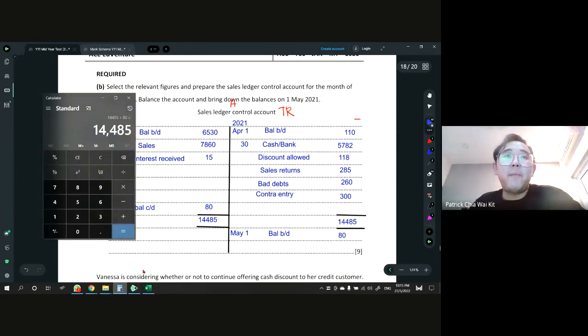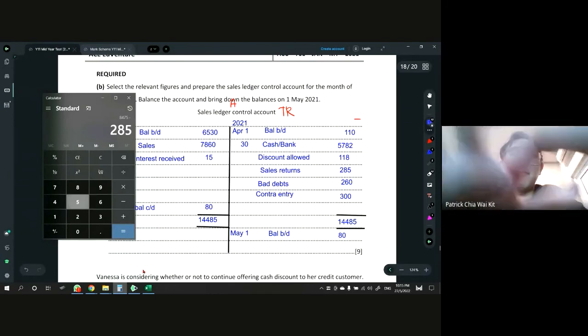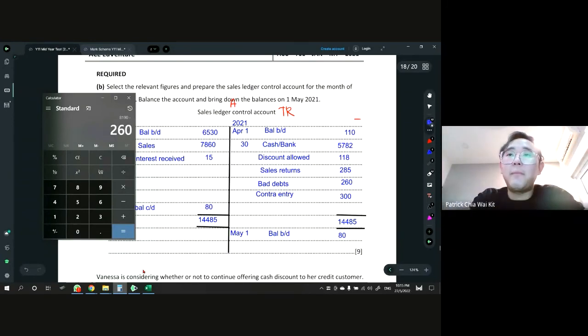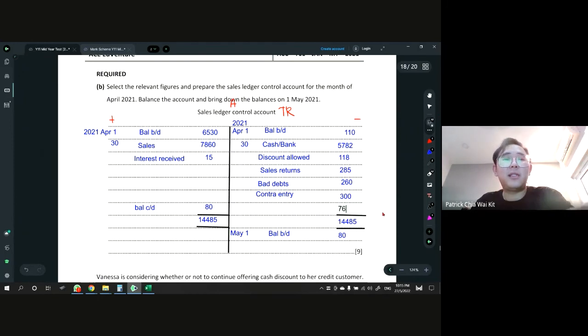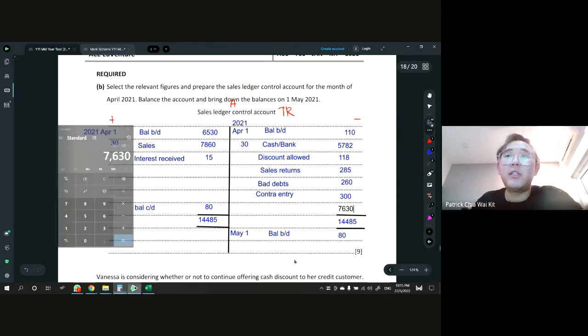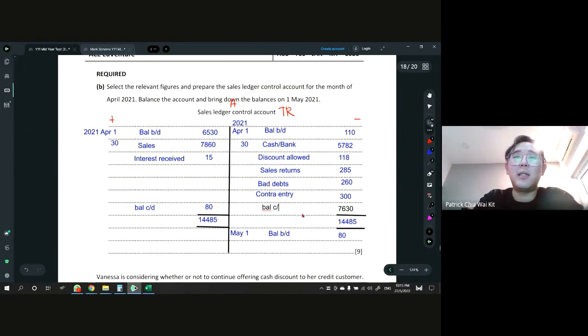Then we take 14485, minus 110 balance BD, minus 5782 the cash and bank, minus 118 discount allowed, minus 285 sales return, minus 260 bad debt, and lastly minus 300 contra. We get 7630. So what is this 7630? This is our balance CD, the debit side one, the one that they put a question mark. So balance CD, and then subsequently balance BD, the same number, 7630. If you want to put the dates, then this is May 1st also.